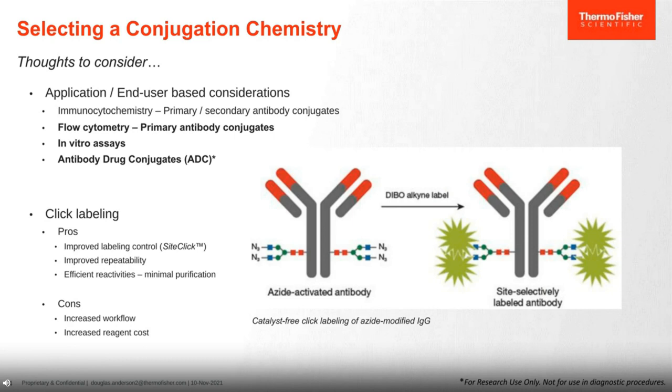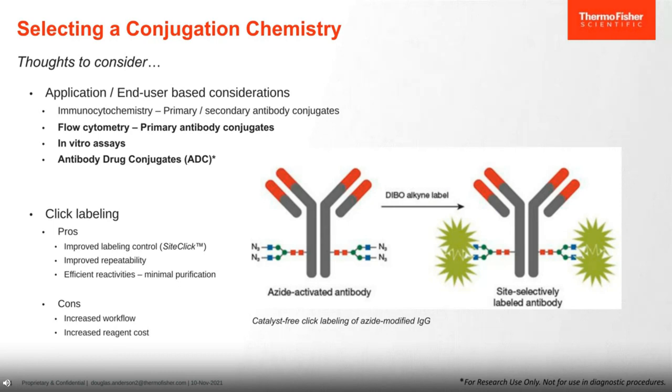All right, next up we have our click labeling, which I mentioned earlier. Click labeling has really come into its own as one of the premier labeling technologies. And I'm actually going to spend a couple of slides dedicated solely to talking about Cyclic, which is one of our premier labeling technologies at Thermo Fisher Scientific. But click chemistry has really become quite useful in making exceptionally well-defined conjugates that are very well controlled and very repeatable, with efficient workflows.